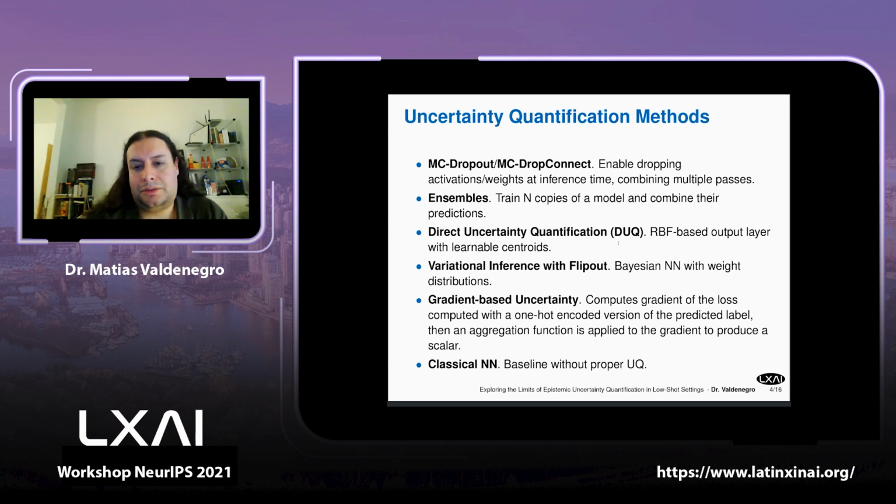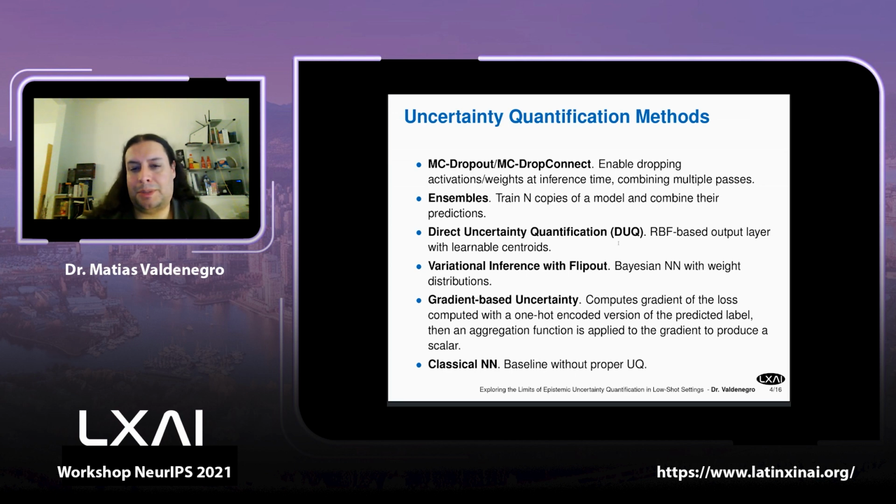We also use ensembles. You train n copies of the same model on the same data, and the models don't converge to the same weights. They converge to different predictions, and then you combine the predictions. Usually this is a very good method to estimate uncertainty, and it's very easy to explain and to implement.